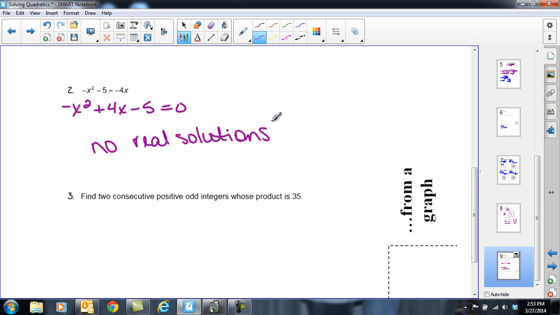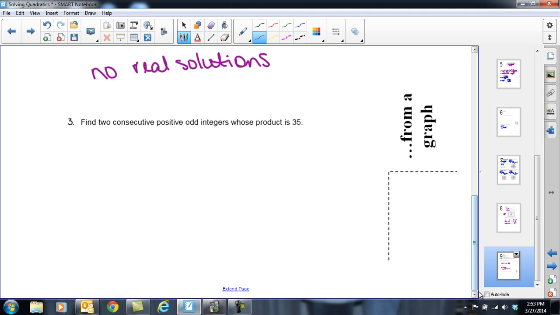Now this last one says to find two consecutive positive odd integers whose product is 35. Well, we got to go back to first semester when we did consecutive integer problems. First of all, it says positive and odd. The positive part we don't have to worry about till the end. The odd part's important. If you will remember, when you're doing integer problems like this, the first integer is always x. And since I'm dealing with consecutive odd numbers, the second one is x plus 2. It's telling me that the product of them is 35.